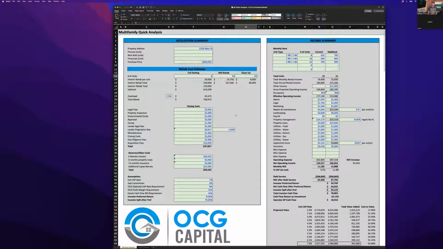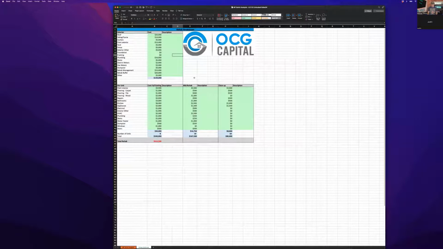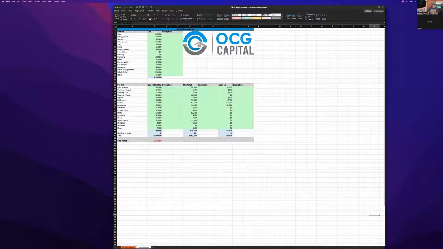Okay. So in this case, just as this example, I have an interior gut rehab of 30 grand, mid rehab of 16, and cleanup of 8. Some of these numbers can be completely wrong depending on your deal in itself. And so you want to be able to go through and outline these. And so we have a rehab tab here that we've kind of developed, and it's a little small. I apologize for that. Let me see if I can't increase the size here of this sheet.